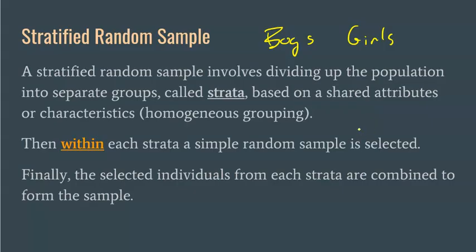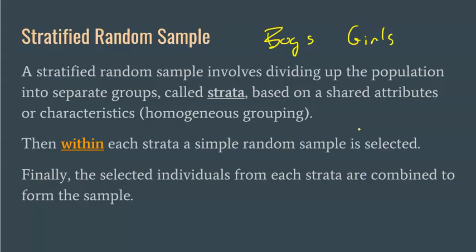If you're working with something where race would be important, or you want some diversity in terms of race, you could separate by ethnicity: whites, African Americans, Asians, Pacific Islanders, and so forth. Then, once you have these strata, these homogeneous groupings, you go to each group and perform a simple random sample. So you'd go to the boys, everybody gets a number, and you randomly pick 10 numbers.